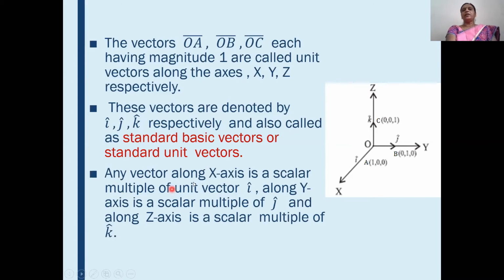Now, any vector along the x-axis is a scalar multiple of unit vector i, along the y-axis is a scalar multiple of j, and if it is along the z-axis, then it is a scalar multiple of k. Means if any vector is along the x-axis, it is a scalar multiple of i. If it is on the y-axis, then it is a scalar multiple of j, and if it is along the z-axis, then it is a scalar multiple of k. In this way, unit vectors along the x, y, and z axis are denoted by i, j, k in the three-dimensional system.